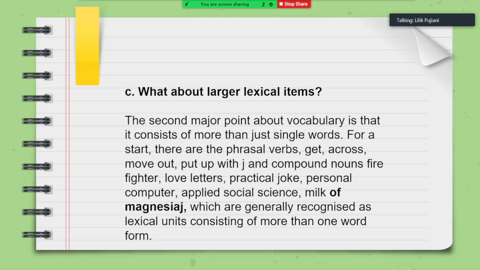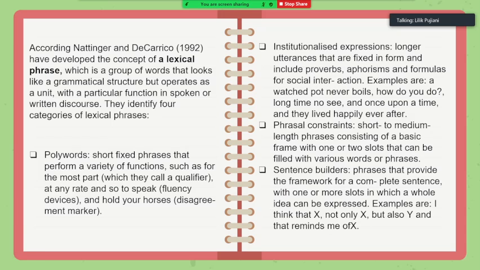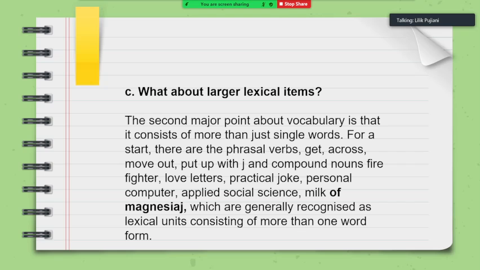The next slide. And what about larger lexical items? Talking about larger lexical items, the second major point about vocabulary is that it consists of more than just single words. For a start, there are the phrasal verbs, get across, move out, put up, and compound nouns, firefighter, love letters, practical joke, personal computer, which are generally recognized as lexical units consisting of more than one word. It means that larger lexical items are more than one word. The next slide.